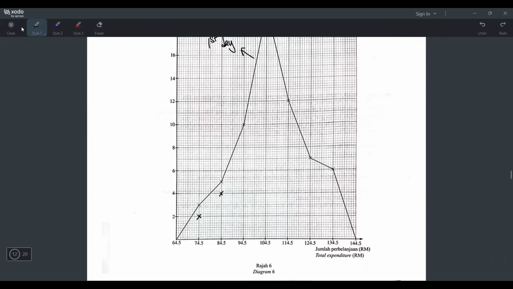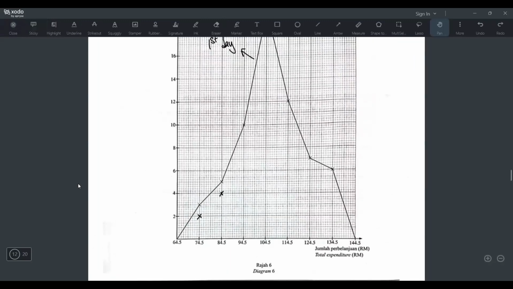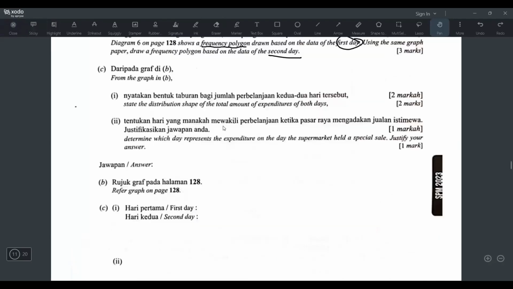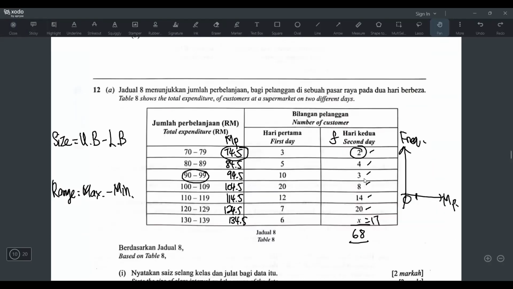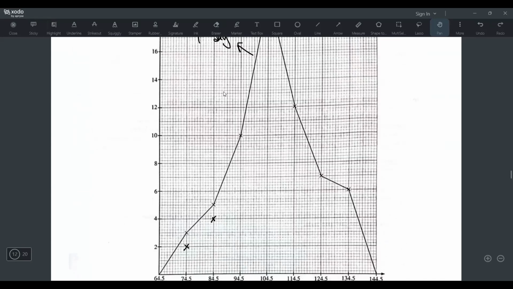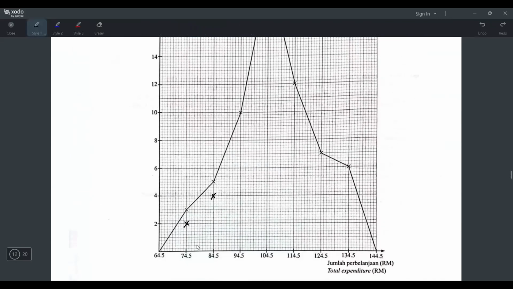Okay, so that's done. Okay, next one is 94.5, 3. So 94.5, 3 is 2. 2 is here, 4 is here, middle lah. So middle is here, right? 1, 2, 3, 4. Yeah. Okay, so let's continue.